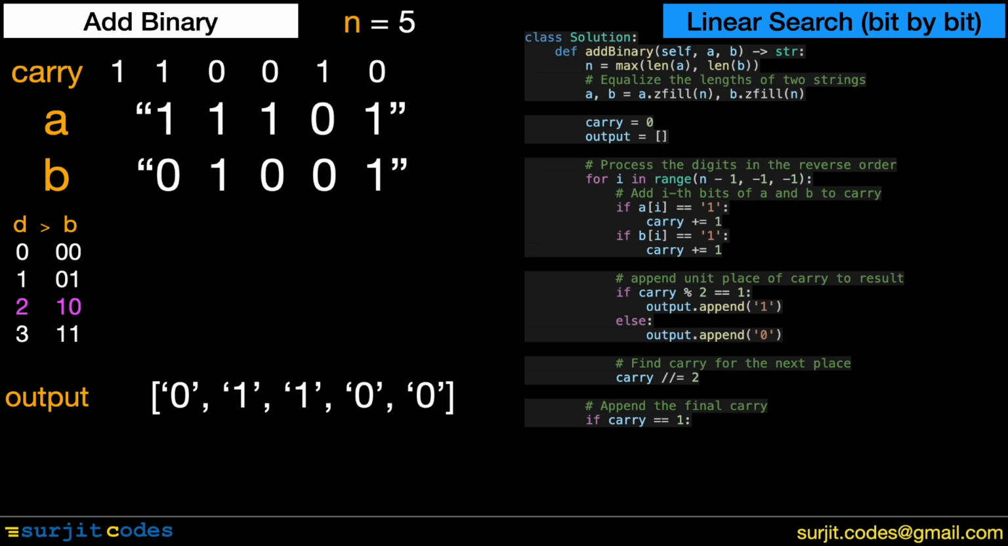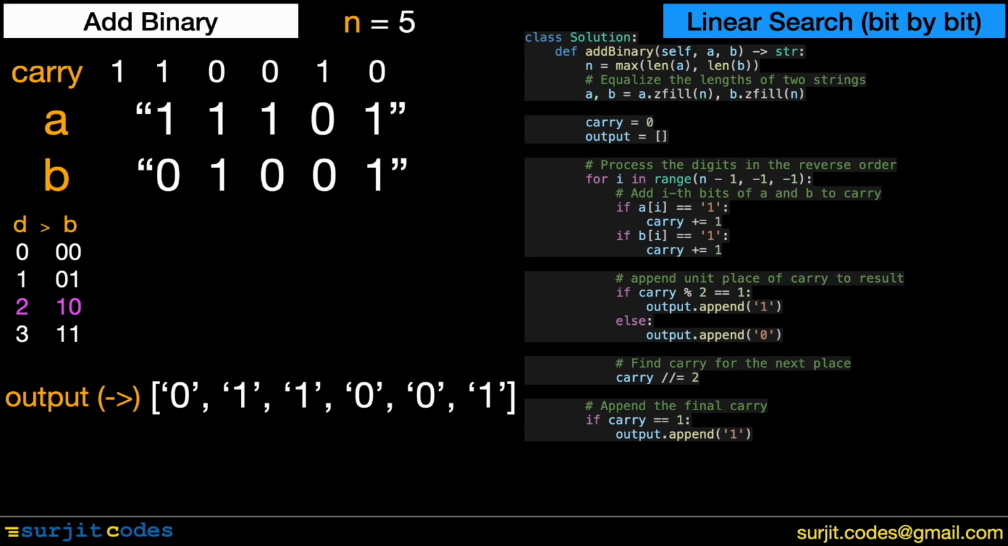We now handle the final value of carry. No action is required if this value of carry is 0. So we check if the final value of the carry is 1. Yes, the final value of the carry is 1. So we append another character 1 to the output.